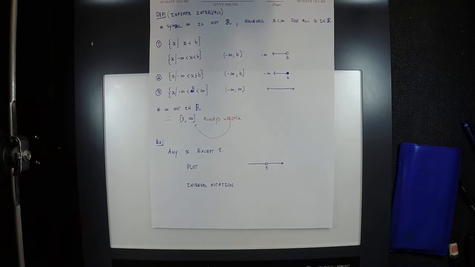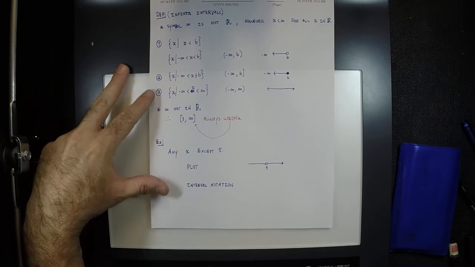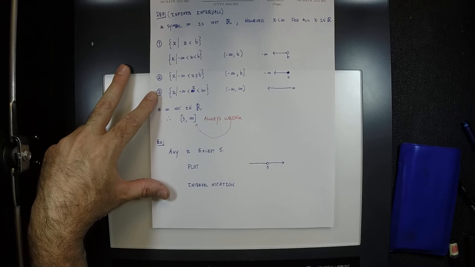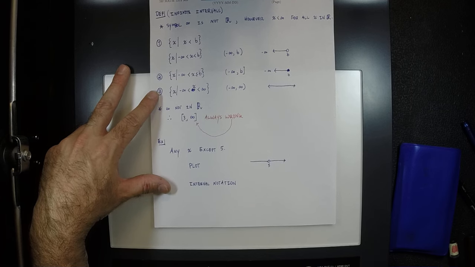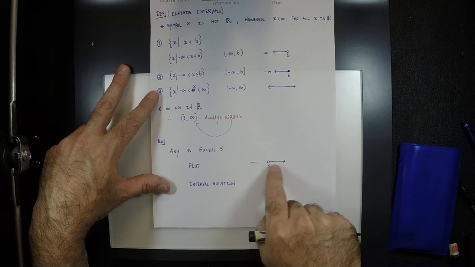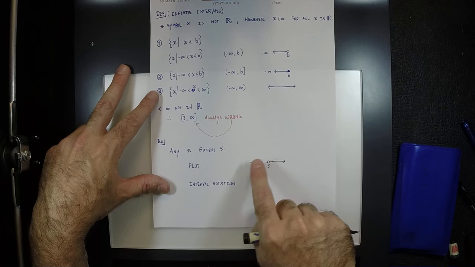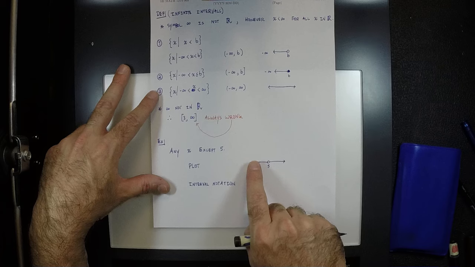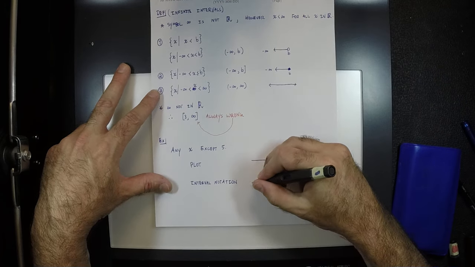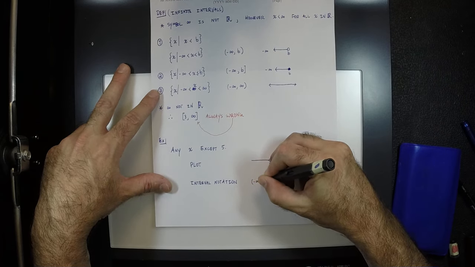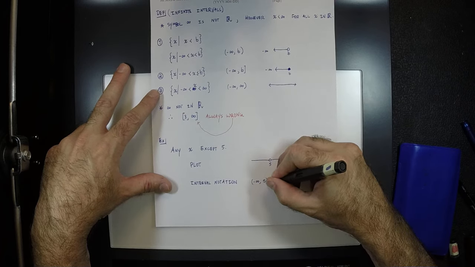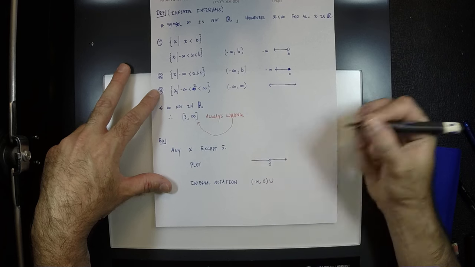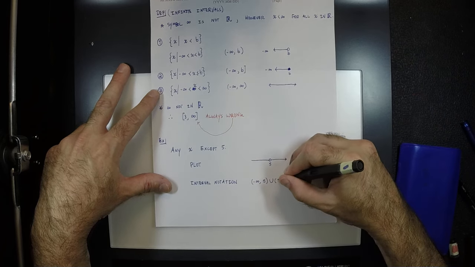Okay, how do you write this in interval notation? So to get it right, you're going to have to use the union symbol, because this is the union of two intervals. It's this left interval. So what is the interval on the left? Negative infinity to 5. Do we include 5? No. And then union what? 5 to infinity.